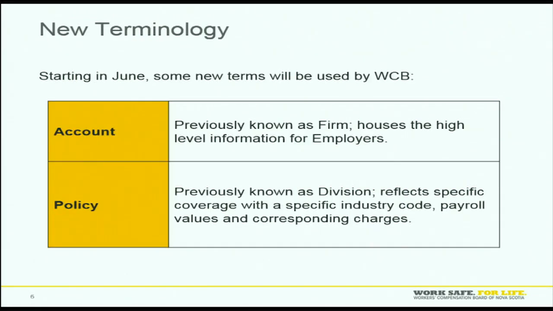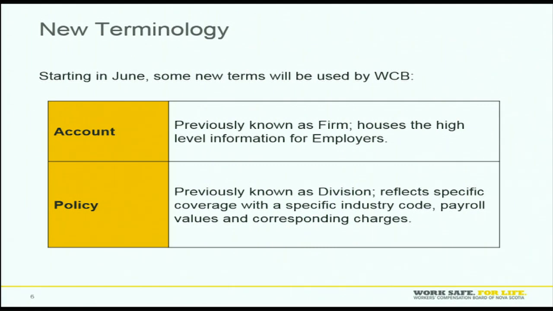So with that, currently your accounts are called firms and divisions. So you can have a firm with multiple divisions. That's just the way that our account structure has been for quite some time. Starting in June, the terminology is going to be changing a little bit. So instead of firm, you're now going to have an account. And instead of a division, there's now going to be a policy.